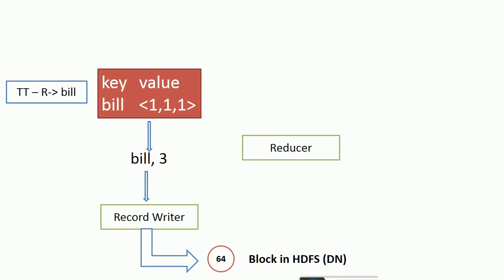And then basically we write a logic to sum up all the ones, and we get 3 as output. So bill is key and that output is value. That is written by record reader in the HDFS. Clear, right? So this is how MapReduce works internally. Now I think you got the picture of that, right?